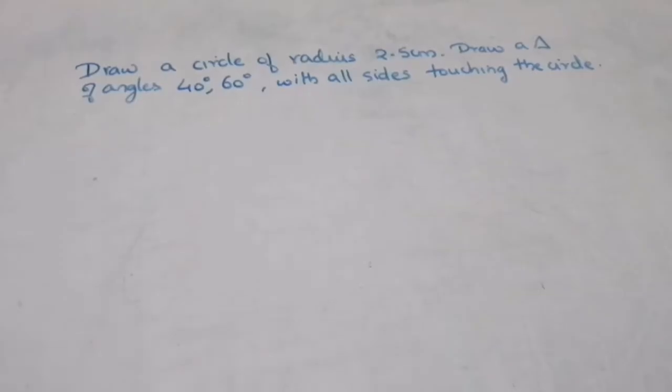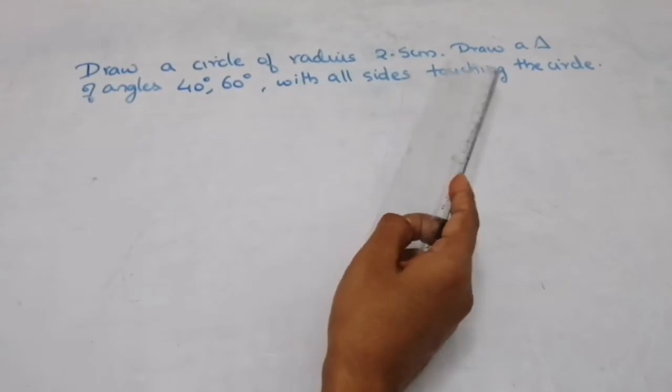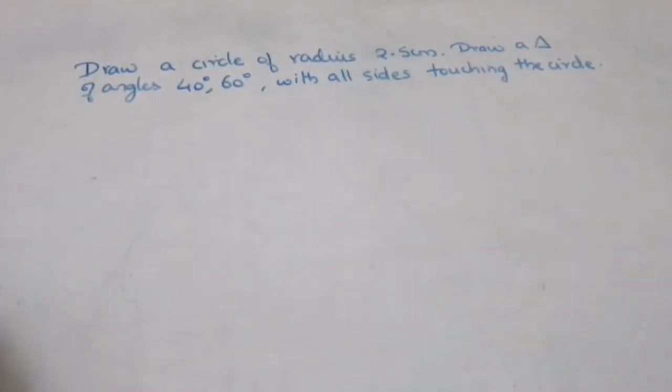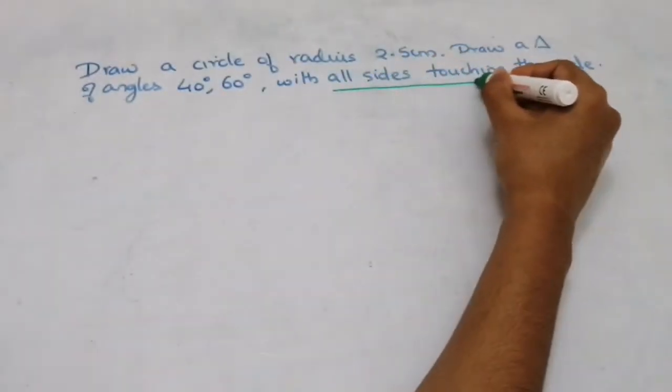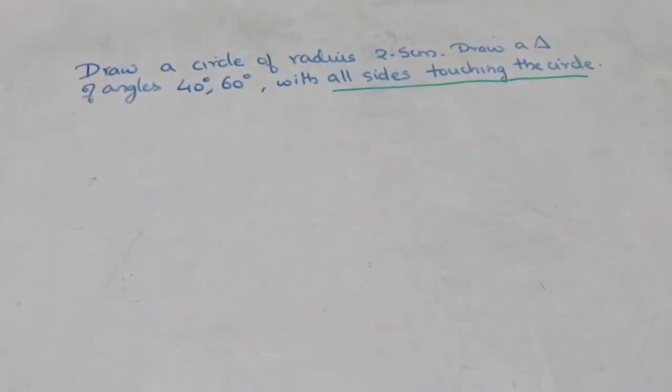Yes children, now here you have another question, that is to draw a circle of radius 2.5 centimeter and draw a triangle of angles 40 degree, 60 degree with all sides touching the circle. So first you underline this part, all sides touching the circle. Touching means this is from the chapter tangents. So first let us draw a rough figure here.